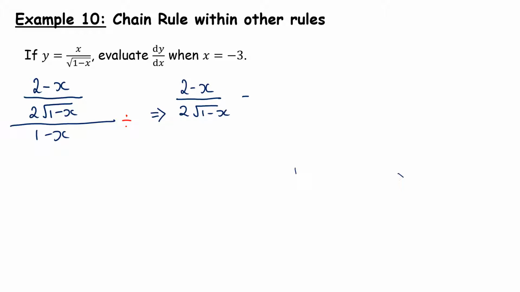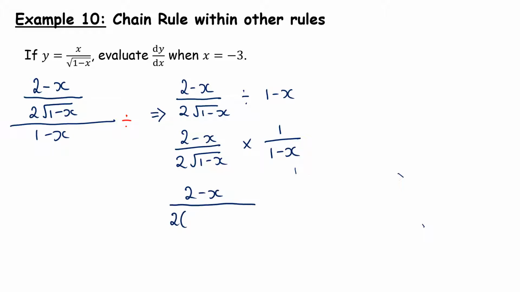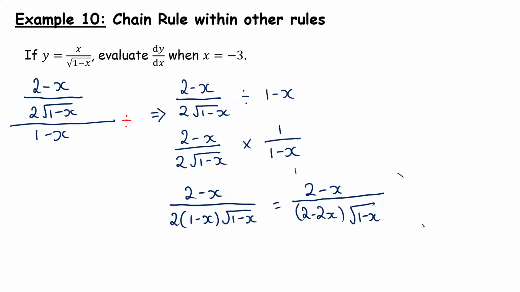So I have divided by 1 minus x, which I can't do. So instead what I do is I multiply by the reciprocal, which is 1 over 1 minus x. So that becomes 2 minus x times 1 all over 2 times 1 minus x root 1 minus x. So 2 minus x, we can multiply this out, 2 minus 2x square root of 1 minus x. Not a huge amount I can do with that, so that's as simple as it can be.